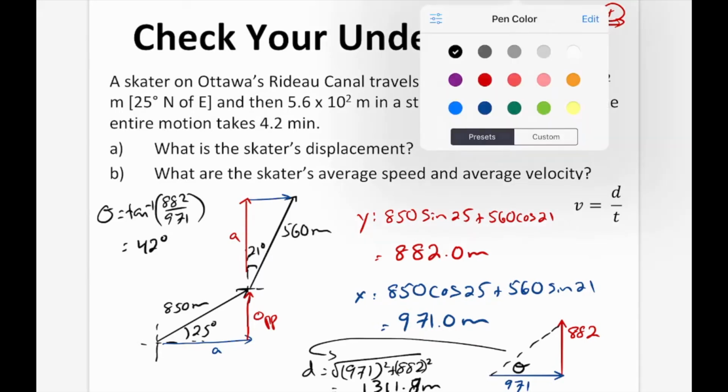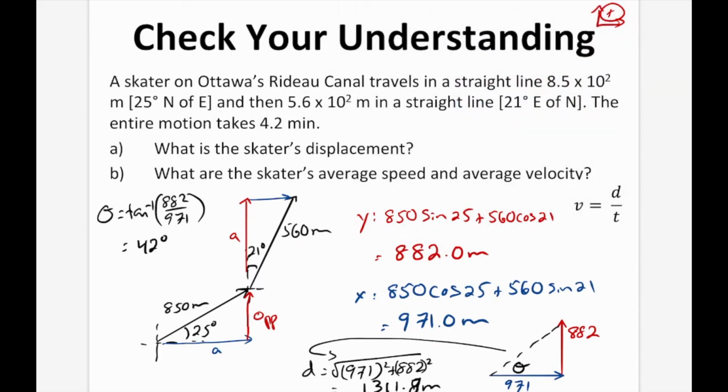So now I'm going to write the final answer up here. So what's the skater's displacement? The skater's displacement is 1,311.8 meters. In our drawing, we went east, because that's east, 42 degrees north. Now for proper sig digs, we need two sig digs in our answer. So we're going to say 1.3 times 10 to the 2 meters east 42 degrees north.